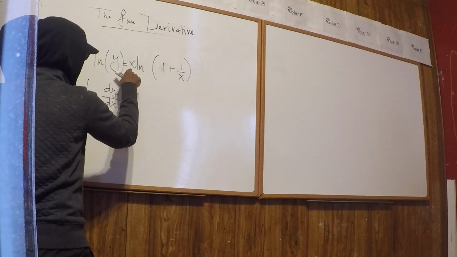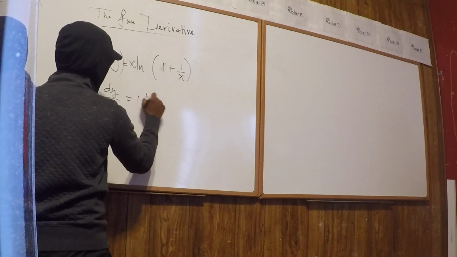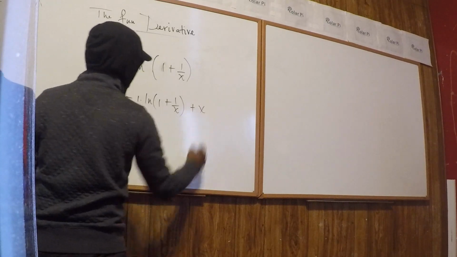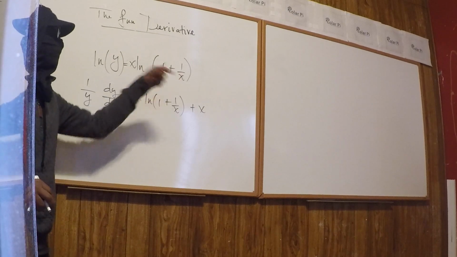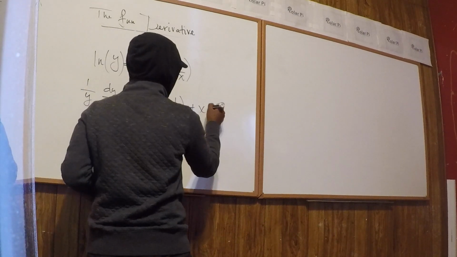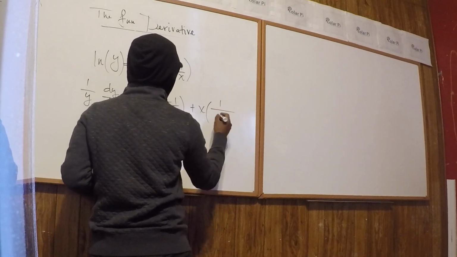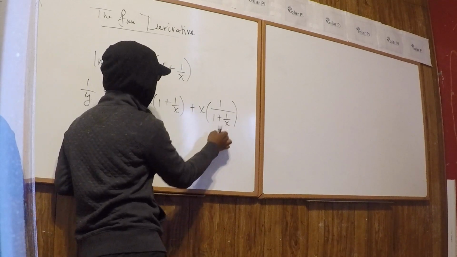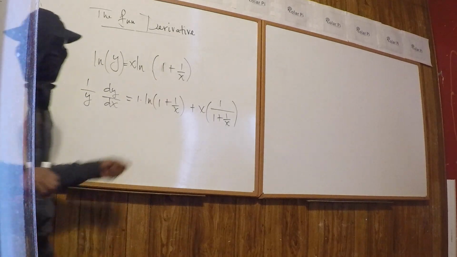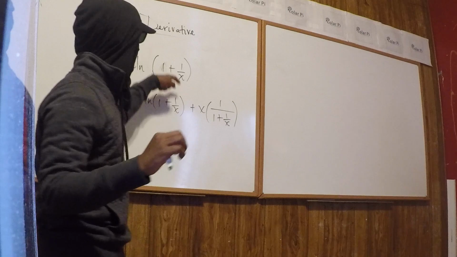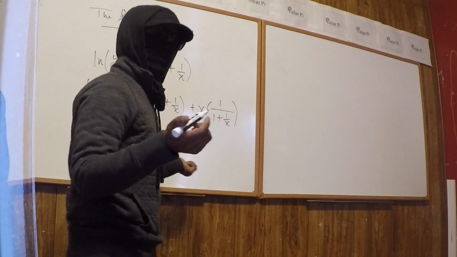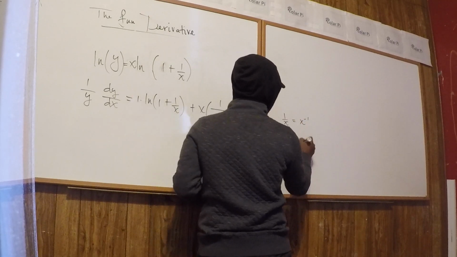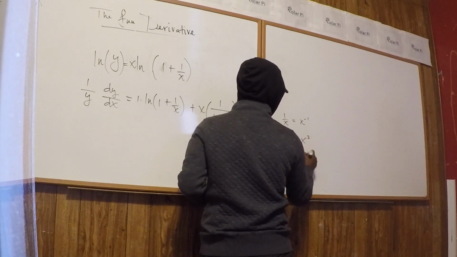The derivative of the first function, x, is 1, and we keep the second, ln of 1 plus 1 over x, plus the first, x, times the derivative of ln of 1 plus 1 over x. That's 1 over 1 plus 1 over x, and by chain rule we multiply by the derivative of the inside function, 1 plus 1 over x. The derivative of 1 is 0, and 1 over x is x to the negative 1, so its derivative is negative 1 times x to the negative 2, which is negative 1 over x squared.